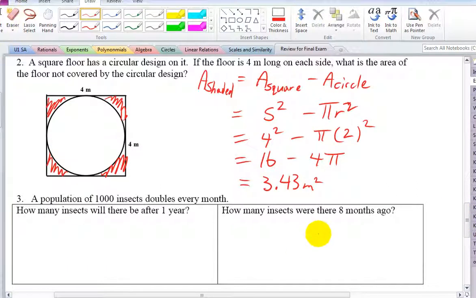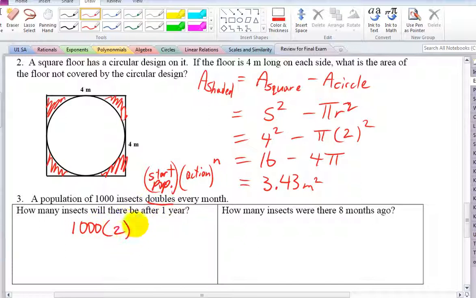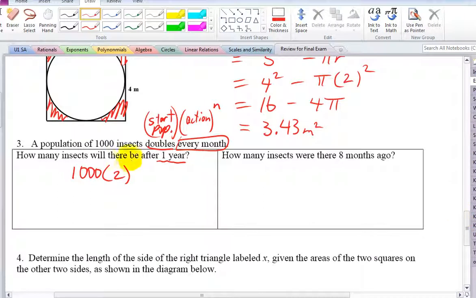So then we go into bacteria questions. For the bacteria, we always had our starting population. Multiply it by an action, which is usually doubling or tripling, and then the exponent n will be the number of times. So our starting population is 1,000. It's doubling, so our action is 2, and it doubles every month, and we're wanting to know how much after 1 year. So how many times was it doubled? 12 months in a year. Okay, so now you can go to your calculator.